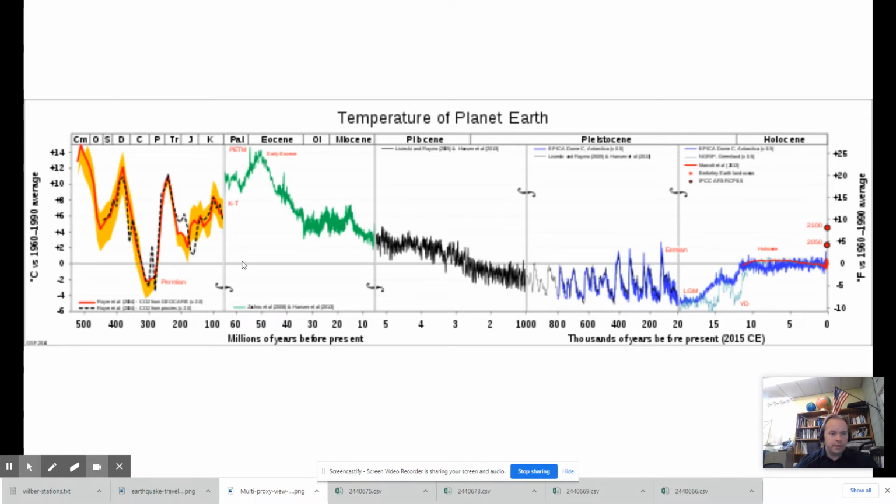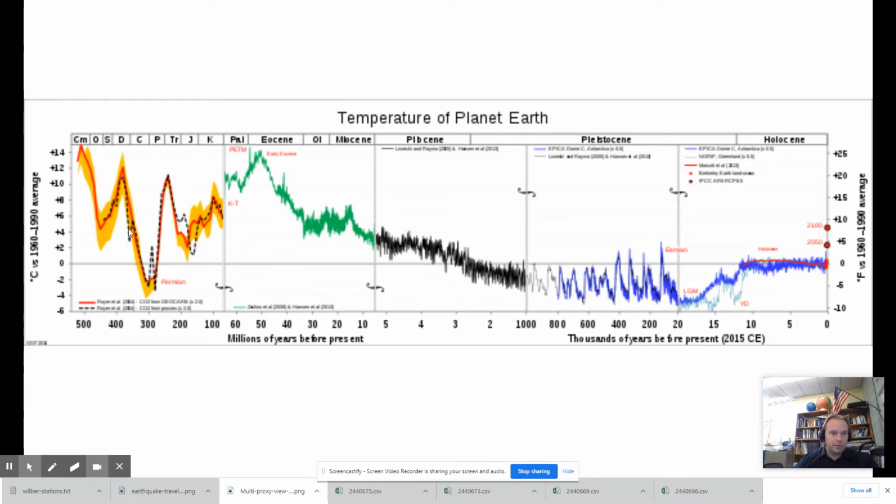This zero datum here is based on the average global temperature for the decades between 1960 and 1990, so a 30-year period in the 20th century. So you can get an idea, if this is where things were between 1960 and 1990, of how that plays out over here on this end of the graph.